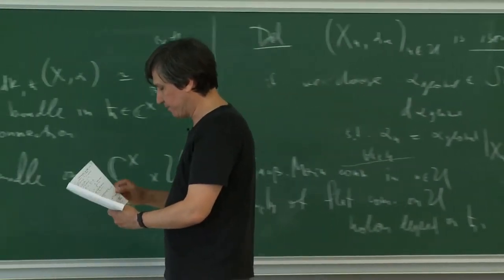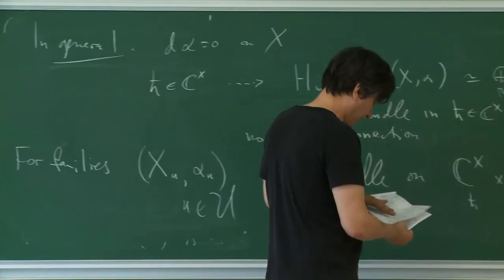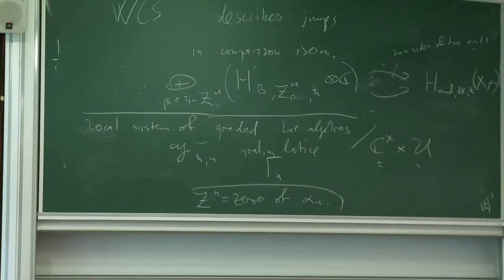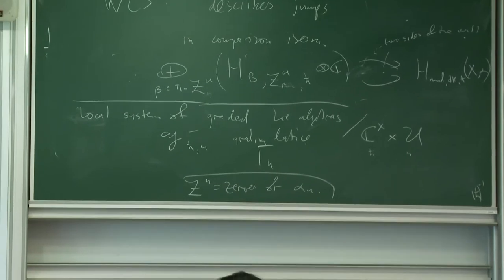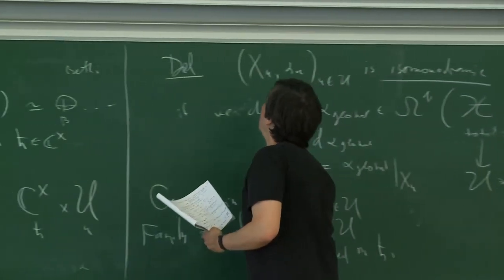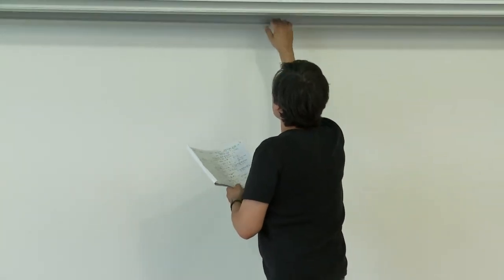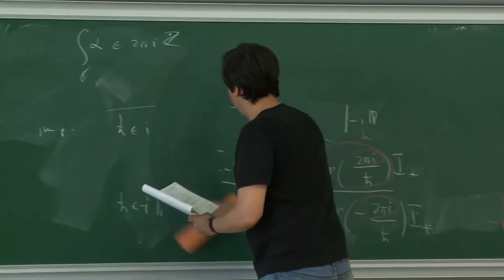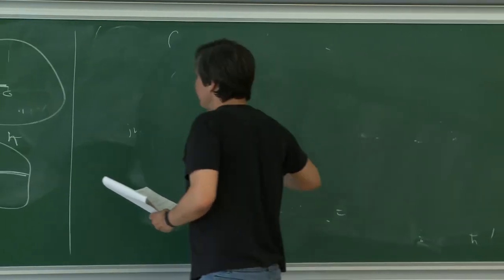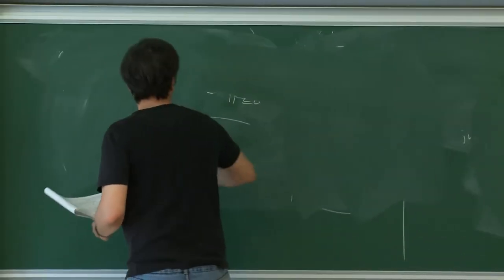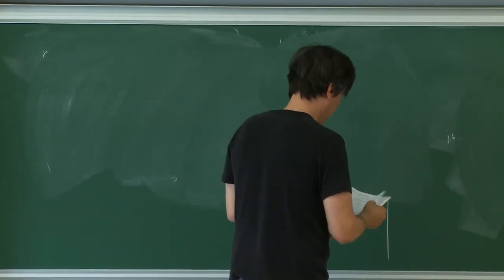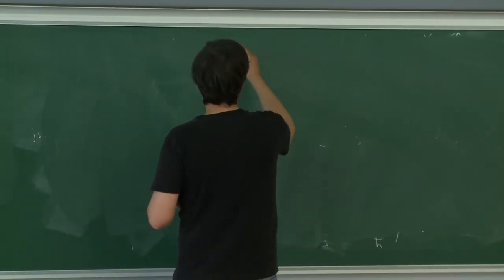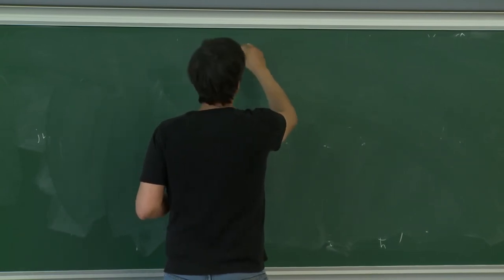So you get Lie algebras graded by these things. It's actually a local system, again on some open part of U where the number of connected components stays the same. And what will be this Lie algebra? The corresponding Lie algebra will be G h bar U.